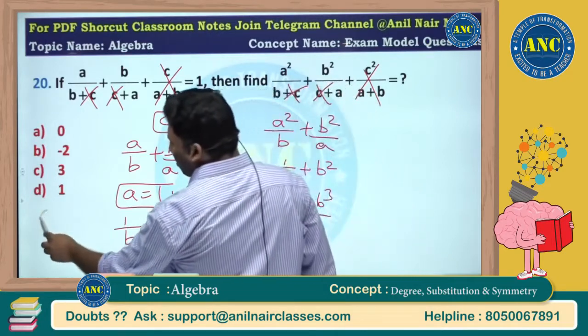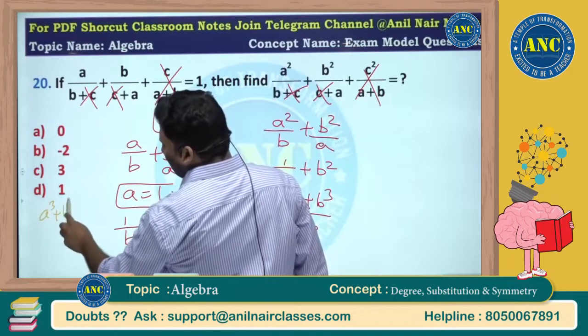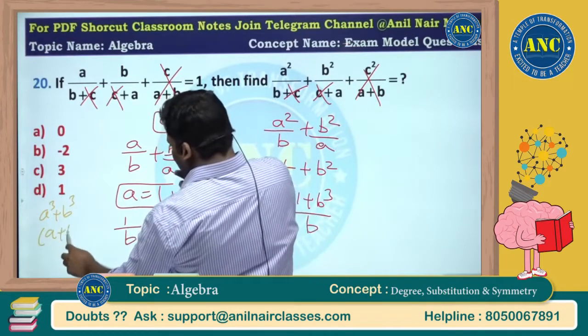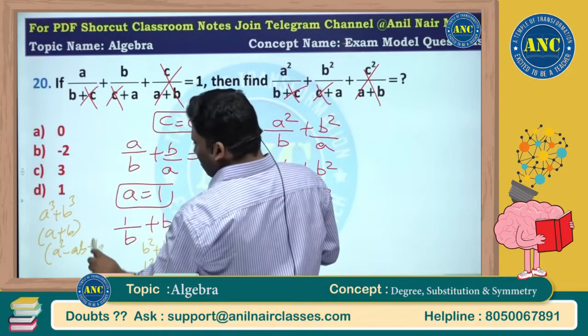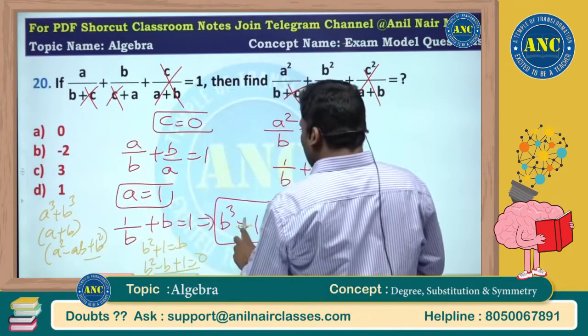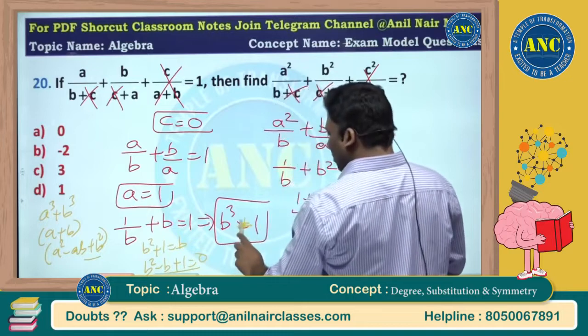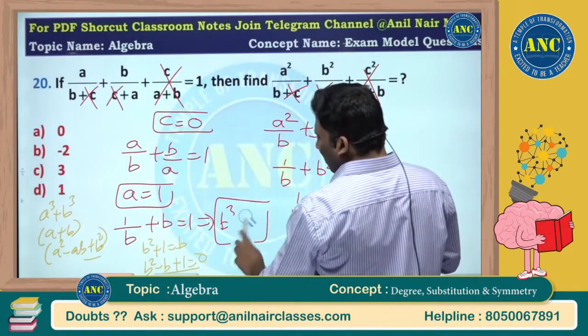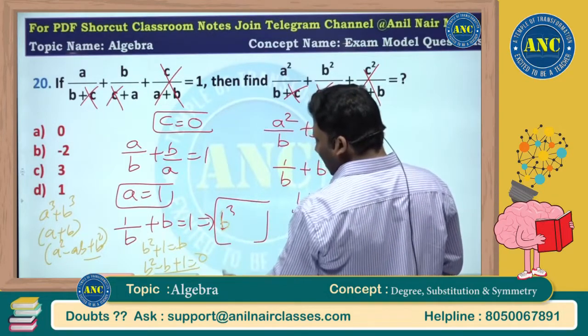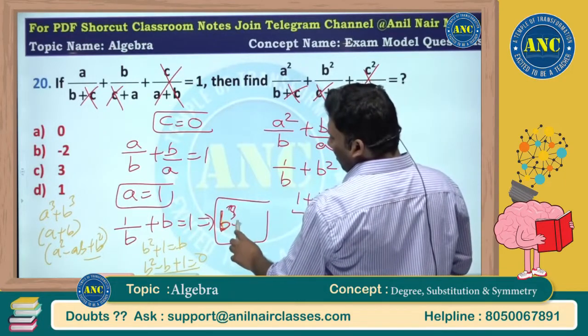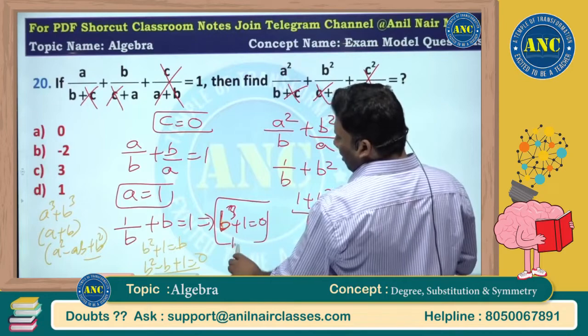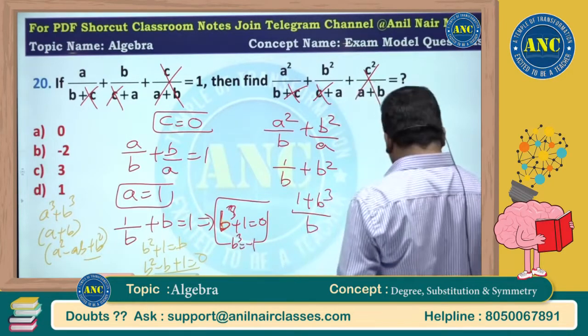What is the expansion of a cube plus b cube? It is a plus b into a square minus ab plus b square. That means b cube plus 1 equivalent to 0. I think there also we might have done a calculation mistake. b cube plus 1 equivalent to 0, that means b cube equivalent to minus 1.